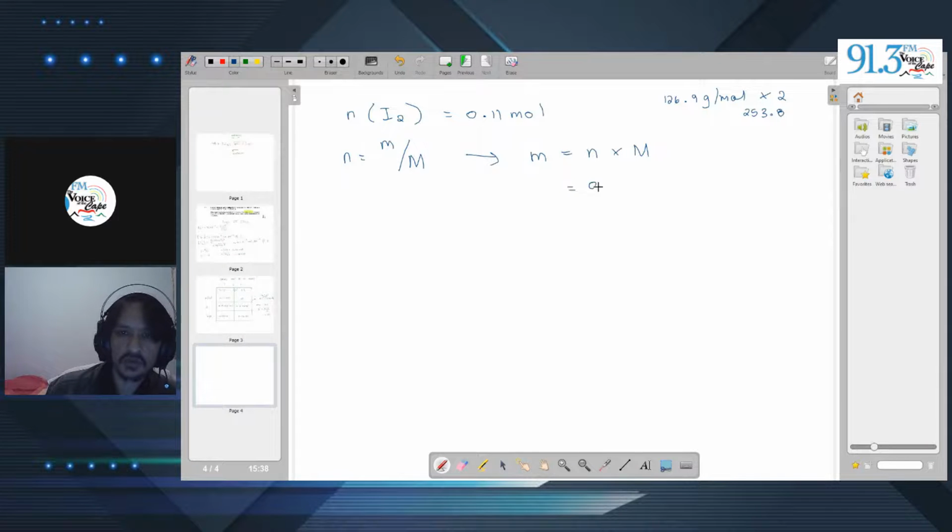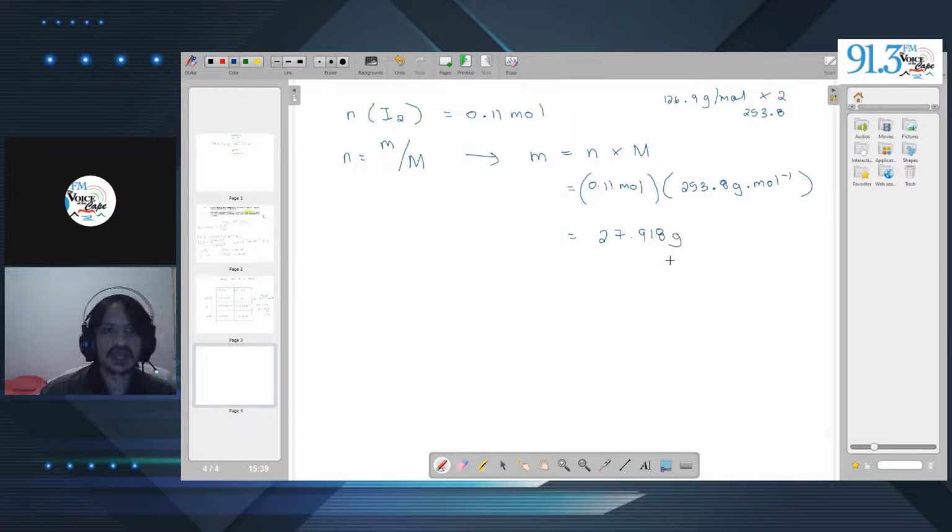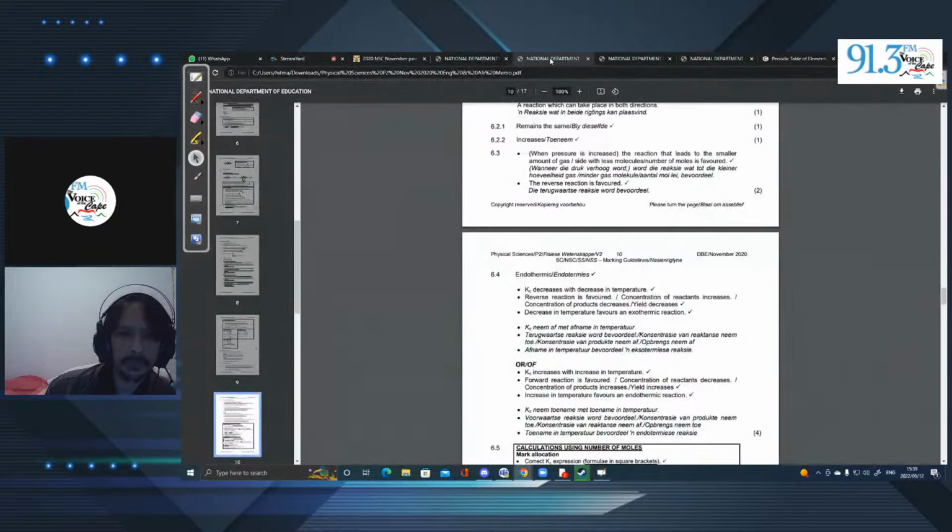So now we can go 0.11 mole times 253.8 grams per mole is going to equal, so we initially start with 27.918 grams. That seems reasonable. Now let's take a look and see if our calculations are correct. Let's go to the memo.